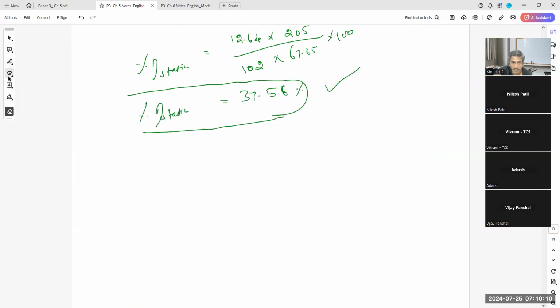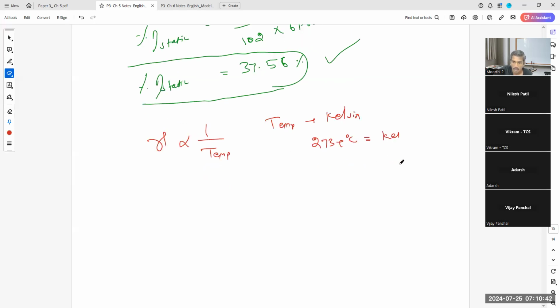Wait, density, temperature. Okay, temperature need to change to Kelvin. How to change to Kelvin? I need to add 273 to the degree Celsius. 273 plus degree Celsius, then Kelvin. Okay.